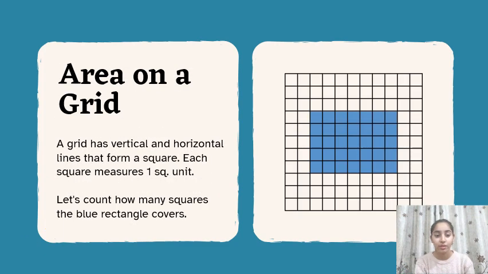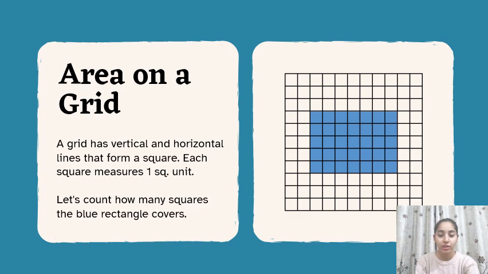Area on a grid. So what is a grid? A grid has vertical and horizontal lines that form a square. Each square measures 1 unit square. Okay. Let's use this grid to understand area and perimeter better.